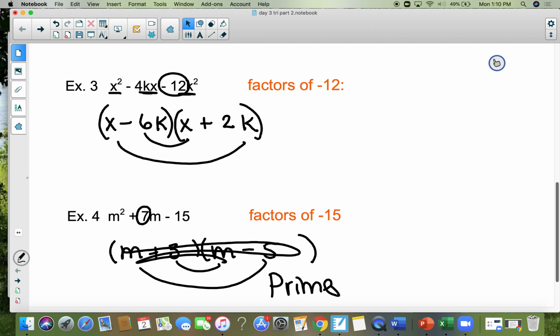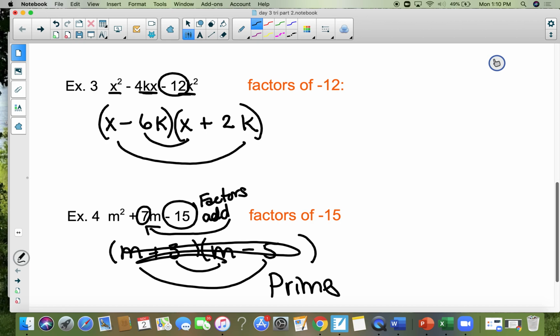And that's all for this worksheet. You figure out the factors of this that add up to that. That's what you're doing on this worksheet.